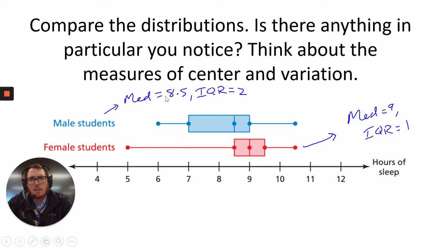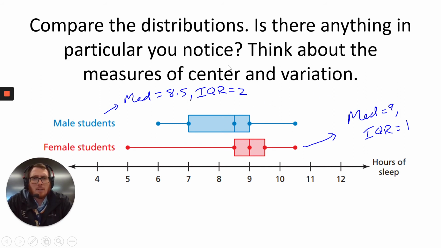The median for the male students was 8.5. The IQR was the distance between the two edges of the box, so 9 minus 7 would be 2. The median for the female students was 9. The IQR was highest minus lowest of the box, or the Q3 minus Q1, so 9.5 minus 8.5 would be 1. When we're dealing with these situations, the median and the IQR are used collectively to help notice things about the distributions. So the medians are pretty close. Half-hour difference, that's pretty close.